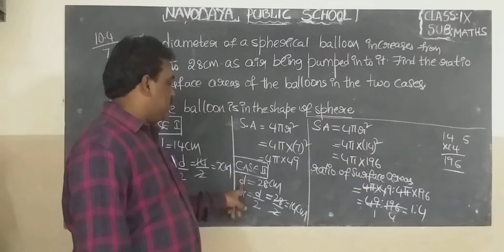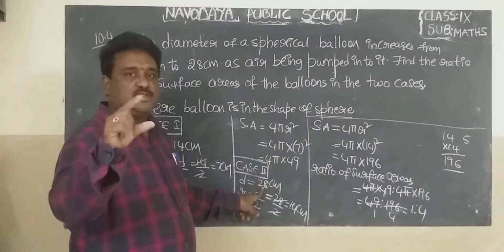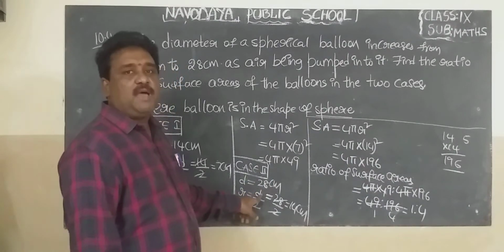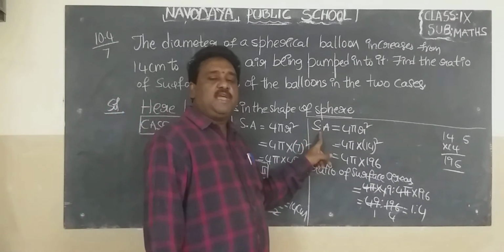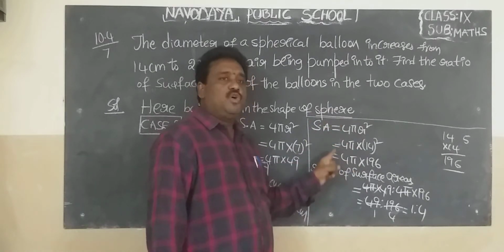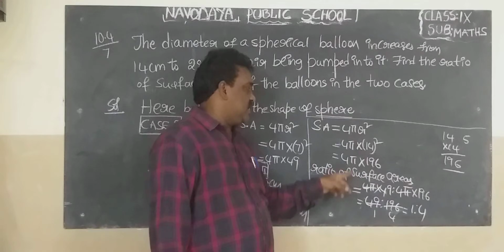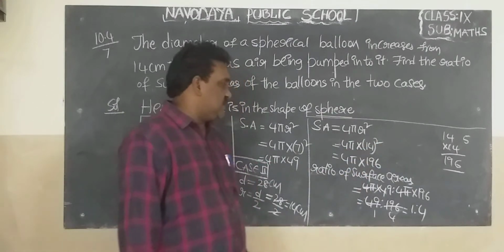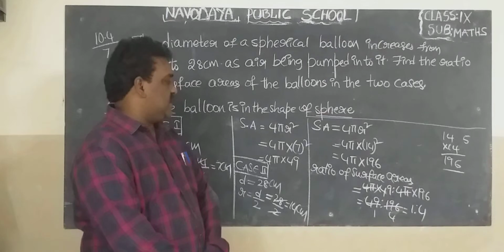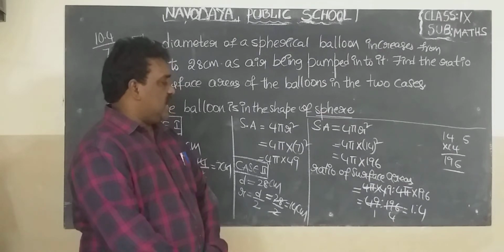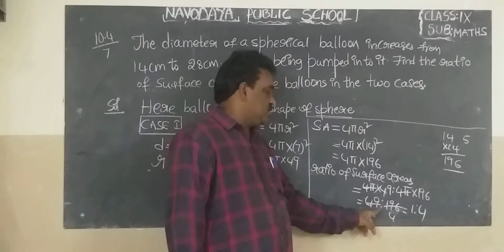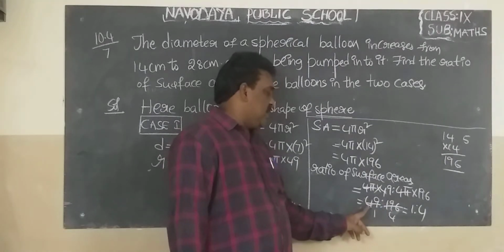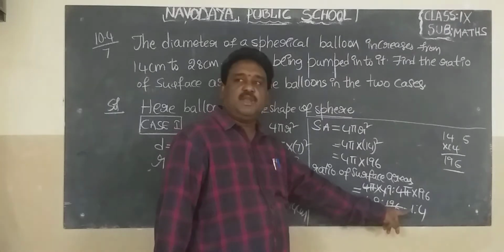Case 2: diameter increases from 14 to 28. So diameter 28, size of the balloon also increases. Radius equals diameter by 2, 28 by 2, 14 centimeters. Surface area again, formula 4 pi r square, 4 pi into 14 whole square. What is 14 whole square? 196. Ratio of surface areas 4 pi into 49 is to 4 pi into 196. 4 pi cancel. Then what is left? 49 is to 196. 49 table, 1 time, 4 times, 1 is to 4.